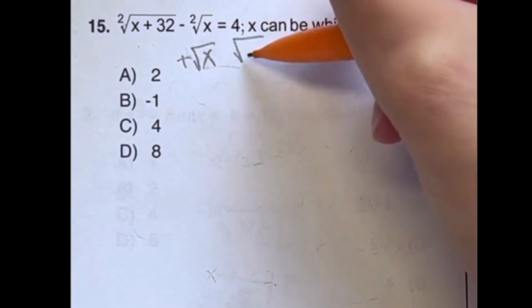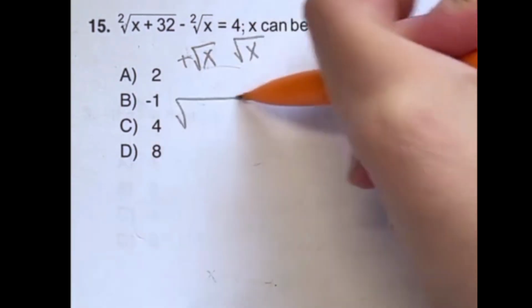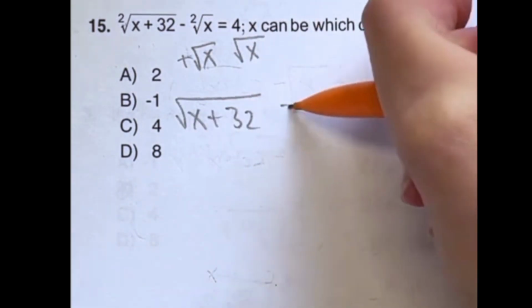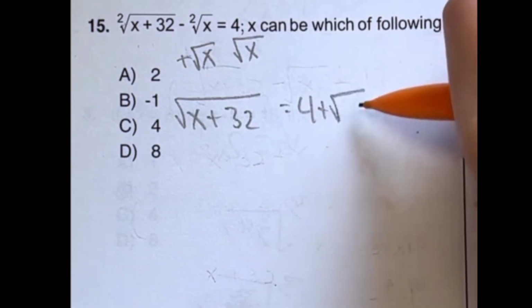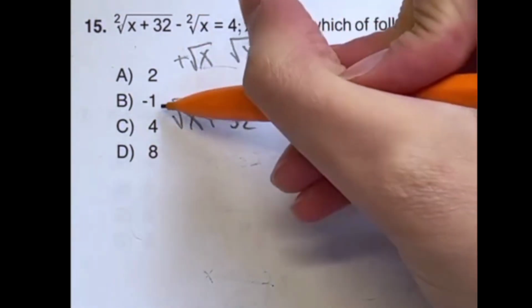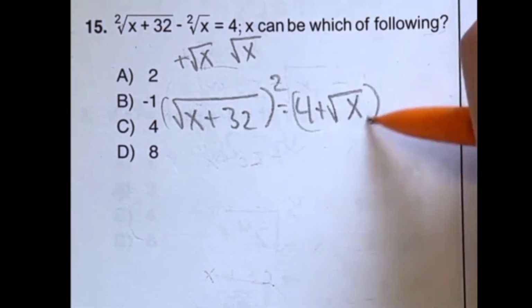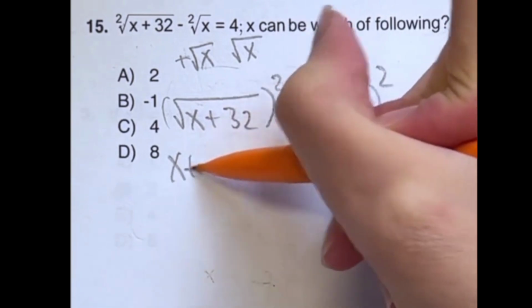I could do that by adding root x to both sides, giving me the square root of x plus 32 is equal to 4 plus root x. And then to get rid of the square root, I'm going to have to square it. So we square both sides, and on the left side it's just going to be x plus 32.